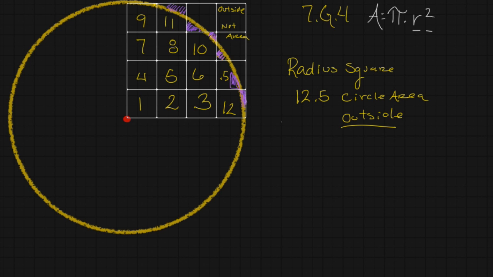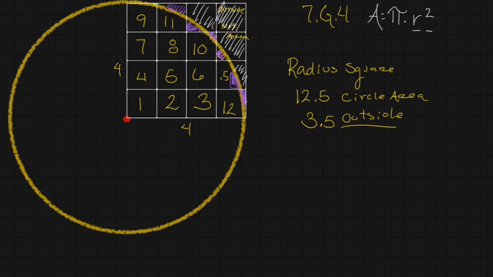So how much is the rest? Well, let's see. This was 4 by 4. That gives me an area of 16. And if 12 and a half are inside the circle, that means 3 and a half are outside the circle. Okay, so these white ones out here, I'm just going to kind of color these in. This one, and this one are not part of the circle. They're outside.